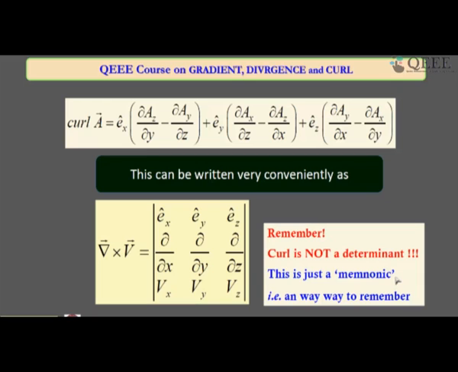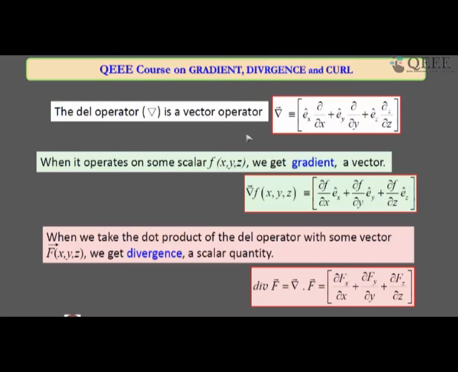Then what is a determinant? This is only a trick. It's only a trick to remember. Oh, sorry, I have written something wrongly here. A way to remember is what I meant. This is just a trick. Remember, this is not exactly the curl. The curl is this. So it's up to you to remember this way or this way, you will be getting the answer correctly.